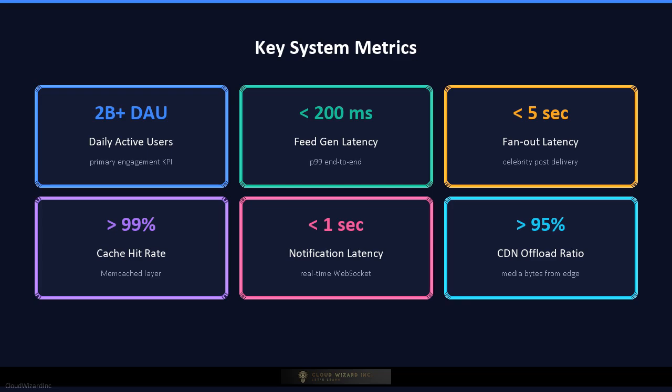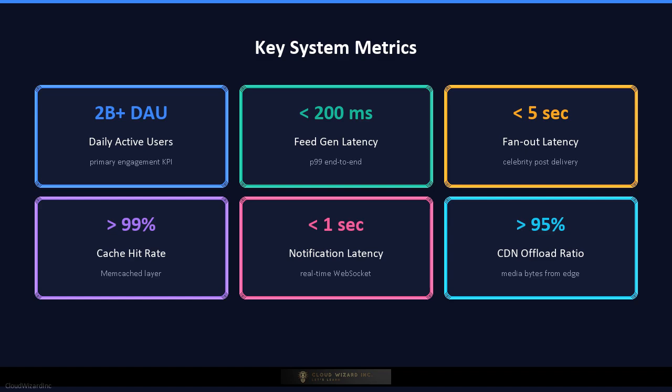The key metrics to memorize cold. Daily active users, which Facebook measures as the primary engagement signal. News feed generation latency. The P99 target is under 200 milliseconds. Photo upload success rate must be above 99.9%. Fan-out latency for a high follower post.